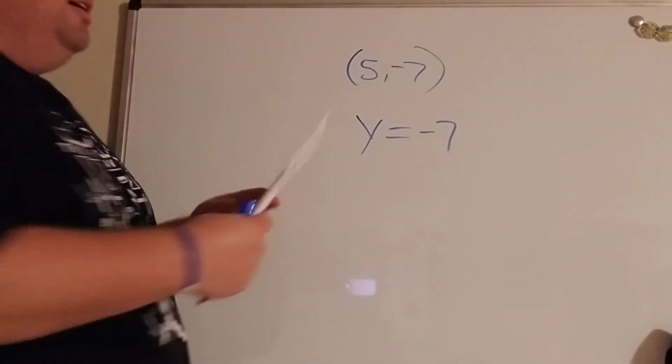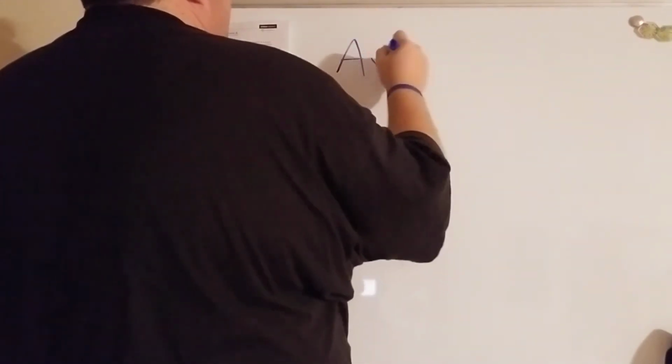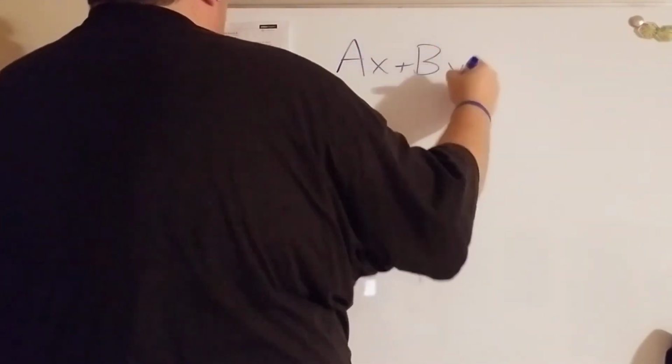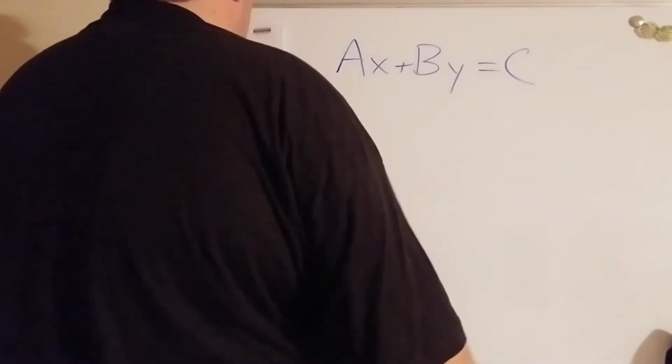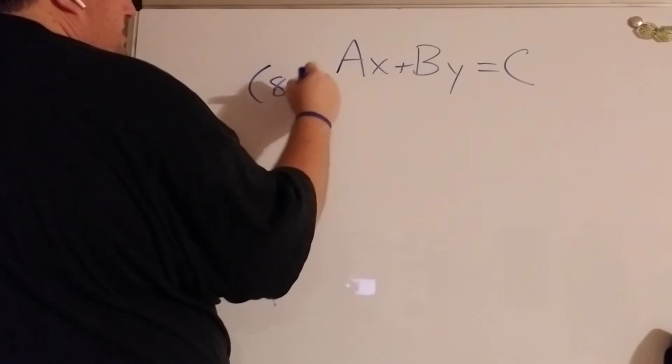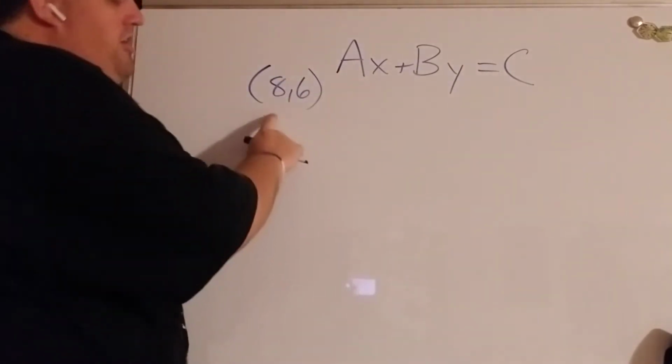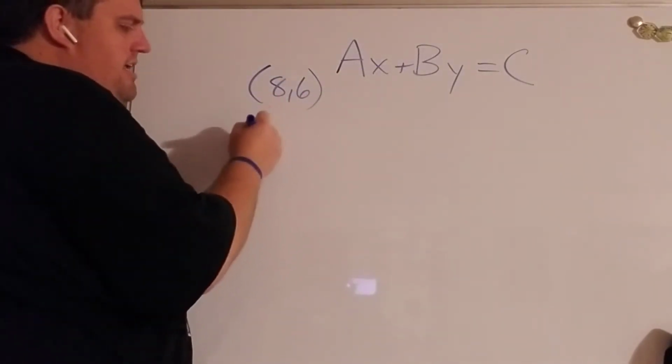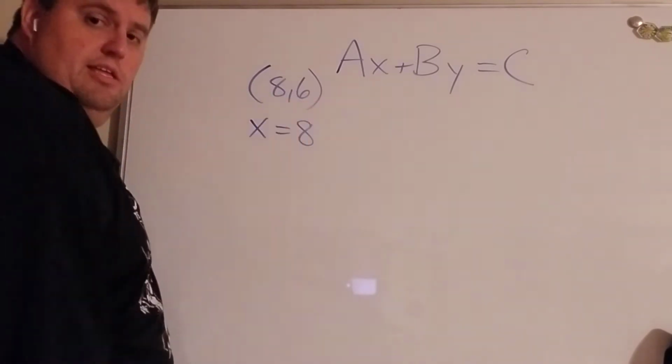All right. Number 6. We want a vertical line again, and we are looking at standard form. So if we want a vertical line that goes through the point (8, 6), I know the equation of that line already, just like I just said, is going to be x equals 8, because it's a vertical line.